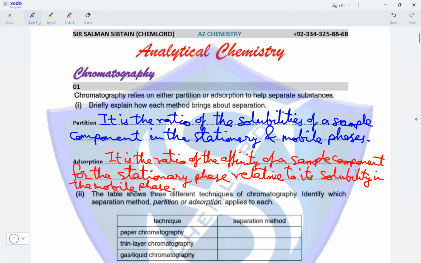So next we have the table shows three different techniques of chromatography. Identify which separation method, partition or adsorption applies to each. So paper chromatography. So in paper chromatography, the principle of separation is partition. Next, in thin layer chromatography, the principle of separation is adsorption. And finally, in gas liquid chromatography, the principle of separation is once again partition.